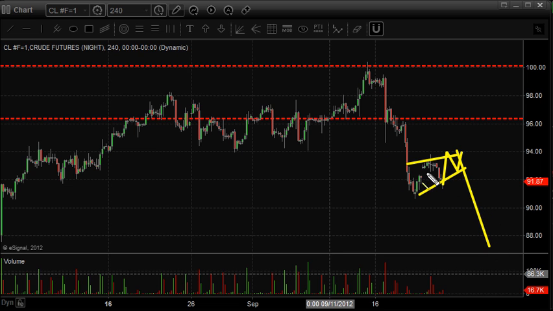Overall, I don't really see a setup in crude oil. This big move here has done some damage, and now the question is, how is it going to consolidate, and is it going to continue the trend? I don't really like this chart as a setup going forward here.